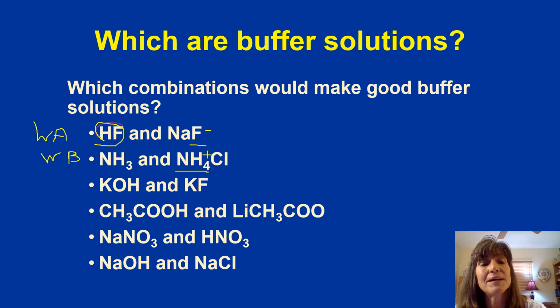Now, what about when we have KOH? KOH is clearly not considered to be a weak acid or a weak base. It's considered to be a strong base. So we have a strong base, and we have KF, which would be a basic salt. So this does not fit the criteria that we're looking for.